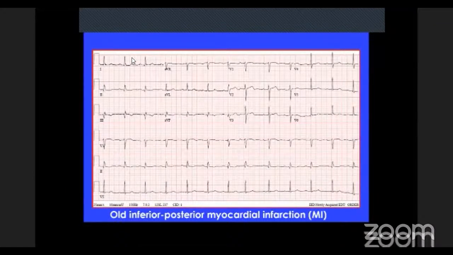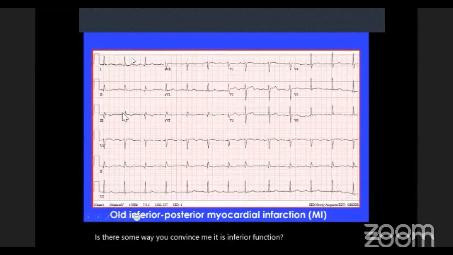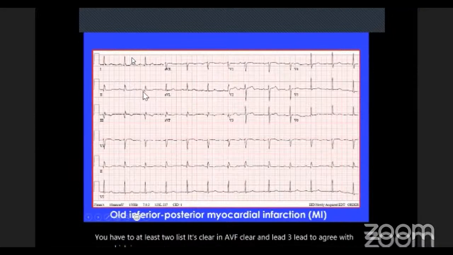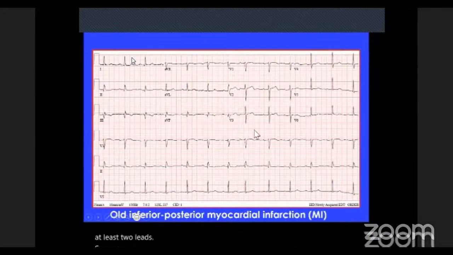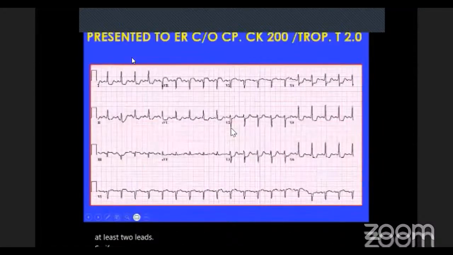There's written old inferior posterior myocardial infarction. So if we say inferior, convince me. It is inferior. Why inferior? I mean, it's obvious, the Q wave only in the... Excellent. There are pathologic Q waves in the inferior leads. Yeah, but the Q wave is not clear in lead 2, and it's clear in lead 3, not in 2. Yeah, you have at least 2 leads. It's clear in aVF, clear in lead 3. I agree with you, lead 2 is maybe not pathological and does not meet the criteria, but you have at least 2 leads. So old infarction. If you see that, it just indicates that the patient already had an infarction before.